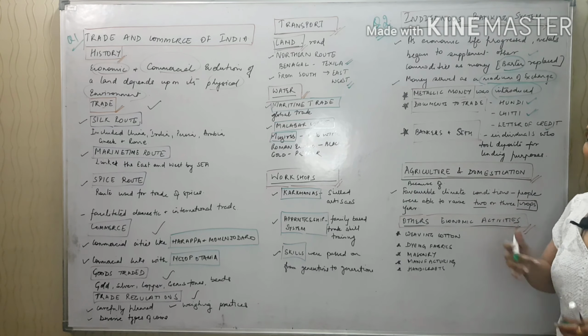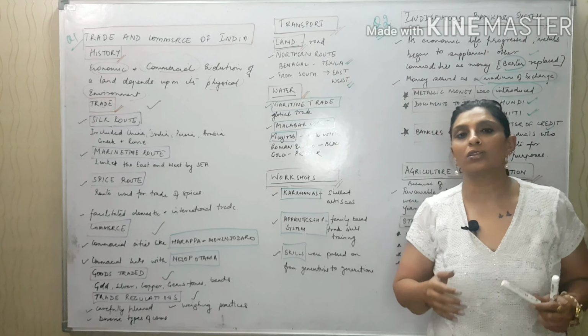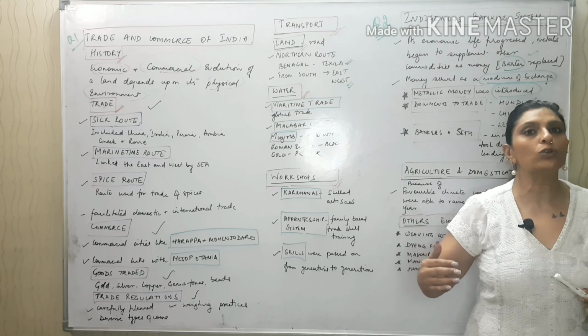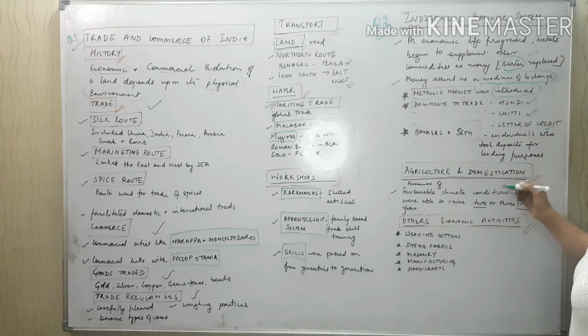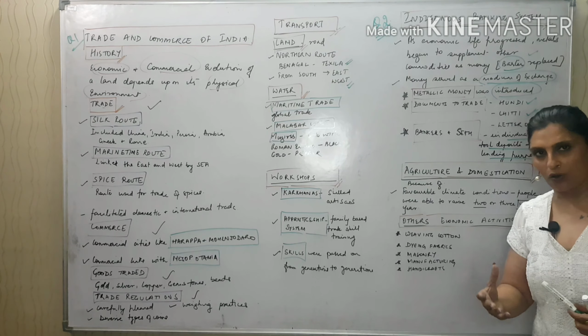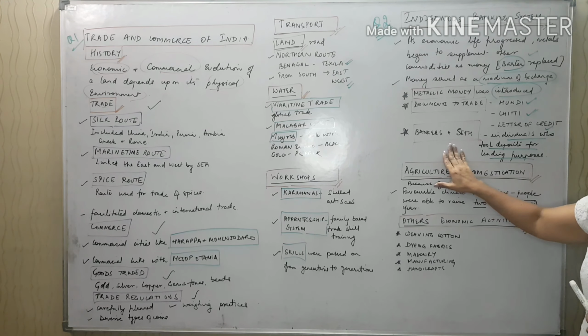Bankers and saints were there. These bankers and saints used to keep some precious metals or things as a kind of security, and then used to lend money to people to carry on their business and trade. So there were individuals who took deposits for lending purposes. These were the deposits for the securities which they took for lending purposes. These were known as bankers and saints.